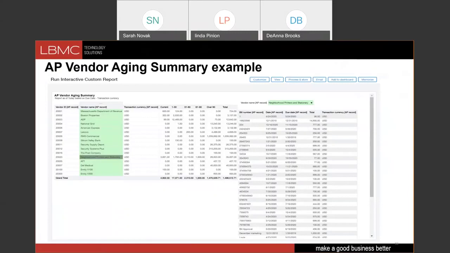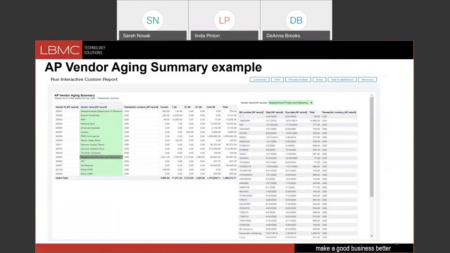You see some things highlighted in a green color there. Those are the vendors, and you see my aging with my summary numbers for each one of my vendors. As I highlight a vendor on the left-hand side, on the right-hand side, up pops all of the details. So in this case, Neighborhood Printers and Stationery is the one I've highlighted. They have their summary on the left-hand side with a total, and then the detail of all of the invoices on the right-hand side.